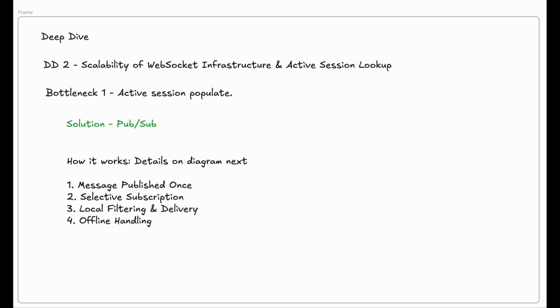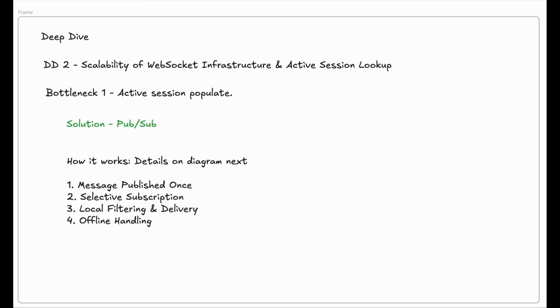Now let's come to the first bottleneck, active sessions populate. If we think about 100 million plus concurrent users, the challenge is not just querying where the user is. It's about how WebSocket servers can efficiently populate and manage the active session data in real time without overloading Redis. So to avoid this, we recommend shifting to a PubSub fan-out model.